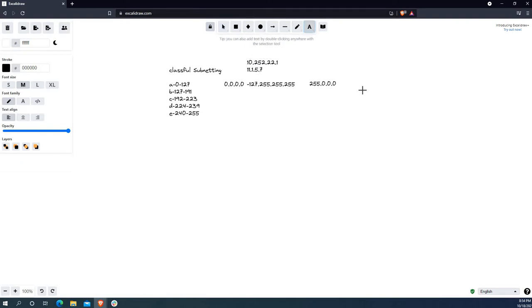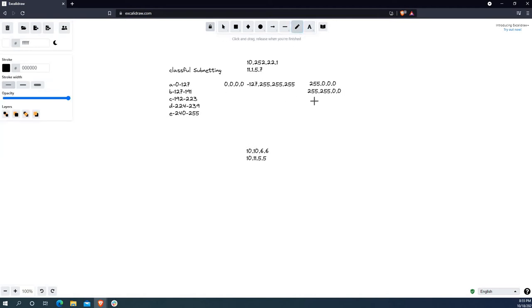And this is the same for Class B. Class B has a subnet mask of 255.255.0.0. And what this means is the first two octets of your IP address have to be the same. So if you have an IP address of 10.10.5.6 and an IP address of 10.10.5.5, they will be on the same network because the first two octets of their IP address are the same. But if I just change one, then they're on a different network now.